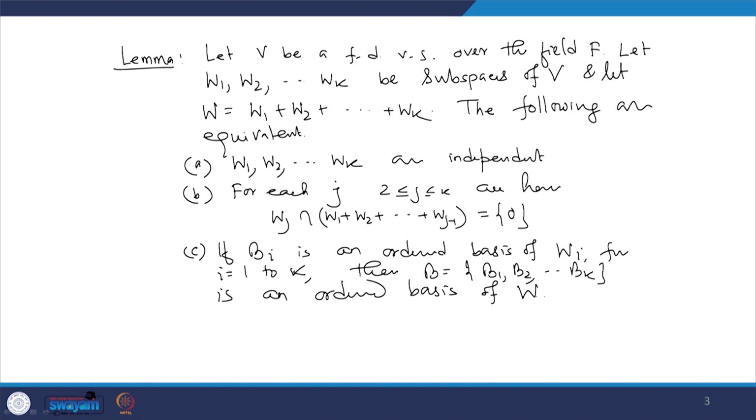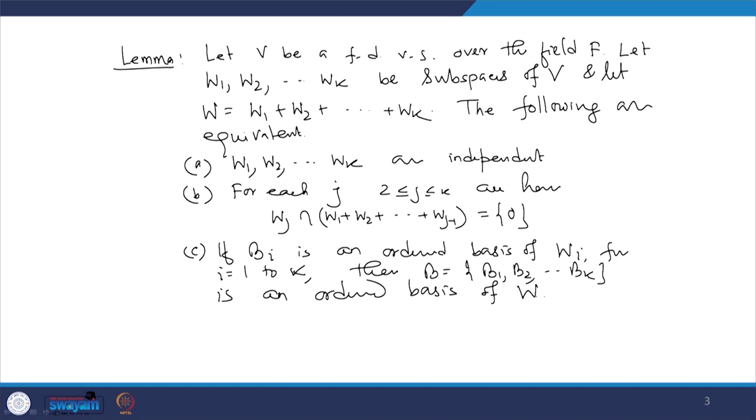Okay. So, from the definition of independent subspaces of the vector space V, I can write down this type of generalized result. Let V be a finite dimensional vector space over the field F, let W1, W2, Wk be subspaces of V, and W is equal to the sum of subspaces W1 to Wk, then the following are equivalent. There are three statements which are equivalent.